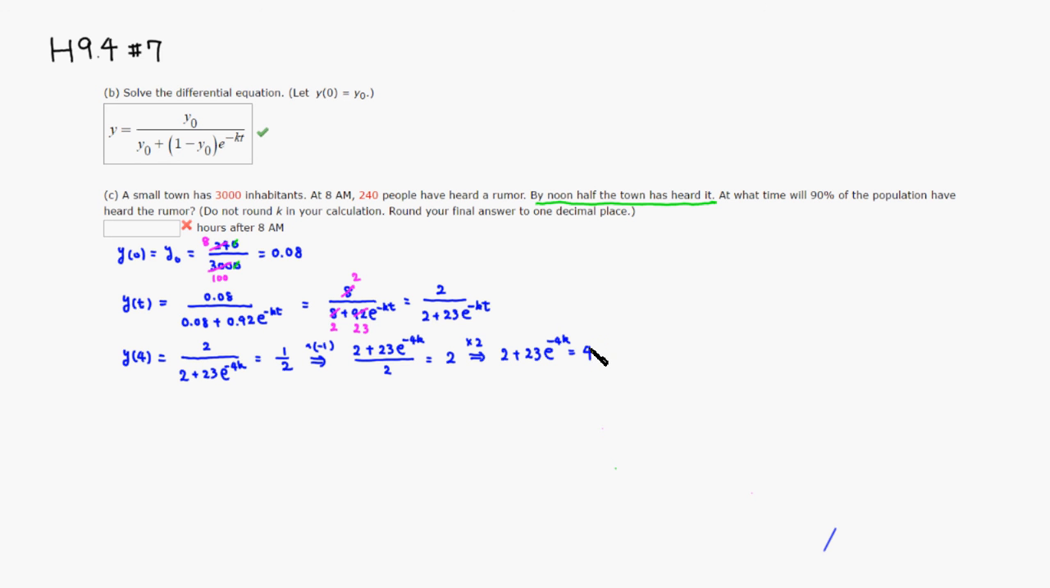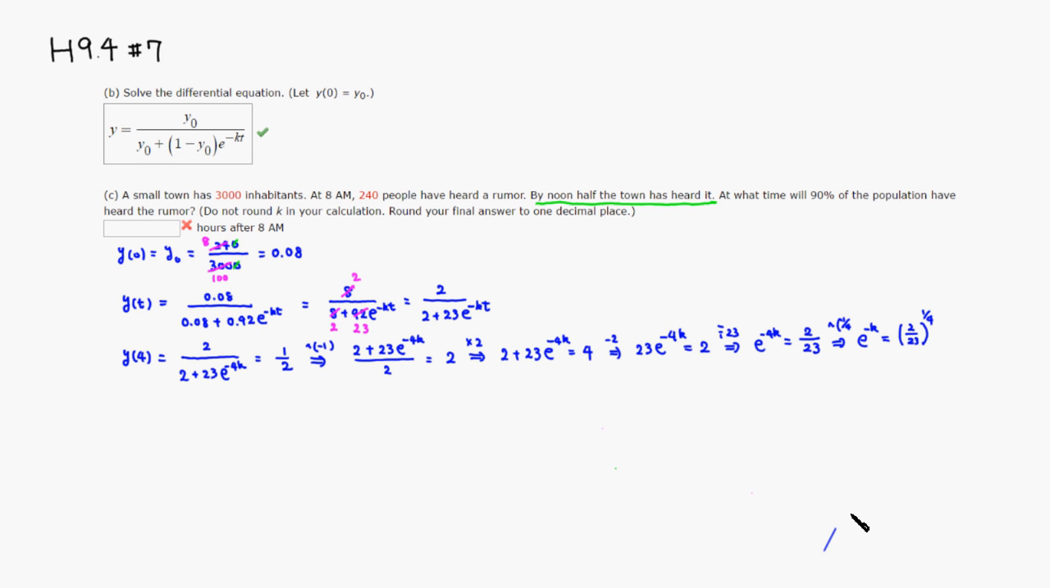Then I'm going to subtract 2 to get 23e^(-4k) is equal to 2. Then divide through by 23, we get e^(-4k) is equal to 2 over 23. Then I'm going to just raise it to the 1/4 power to get e^(-k) is equal to 2 over 23, raised to the 1/4 power.